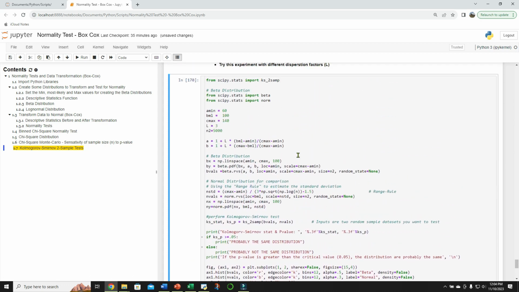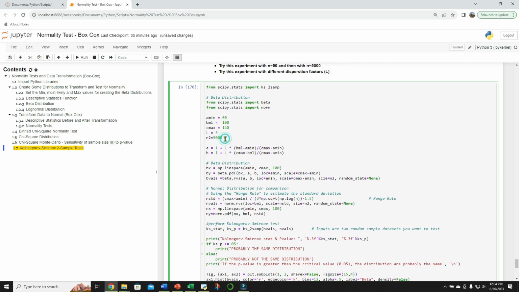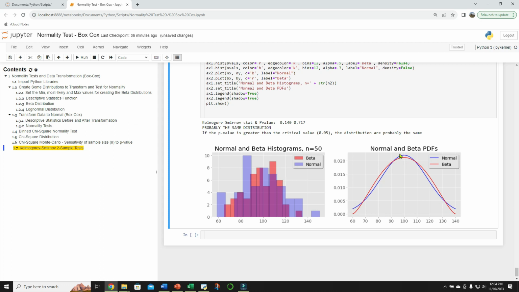Let's try this now at 50 samples and see what we get. The PDFs still look about the same. The histograms have more or less the same shape, and it says it's probably the same distribution. So this is just another example showing that sample size has a strong effect on normality tests.